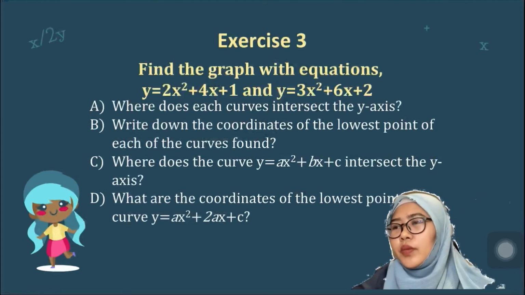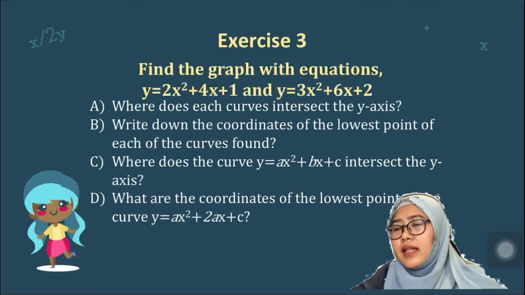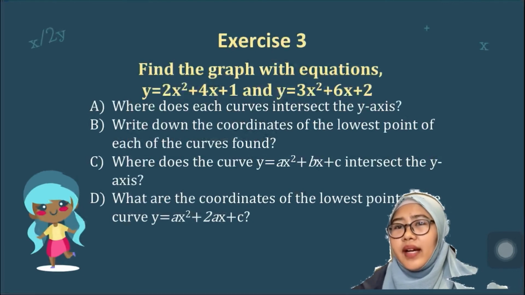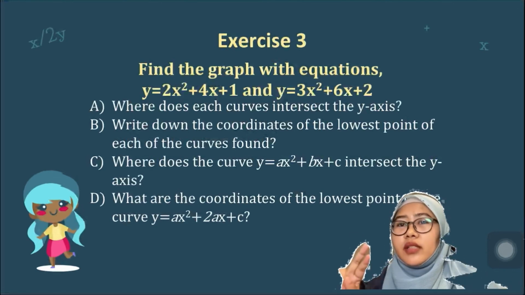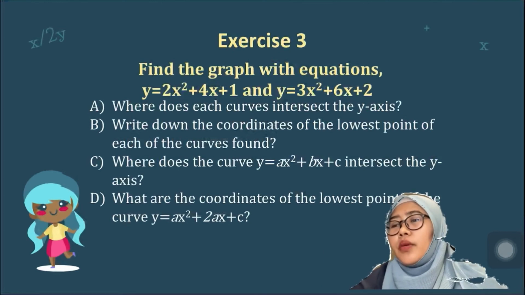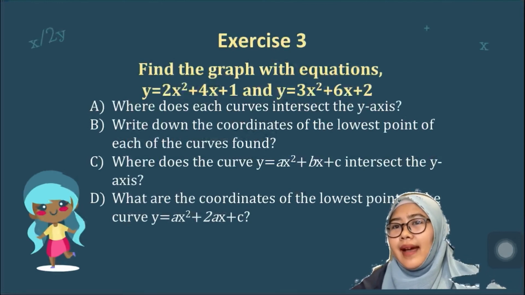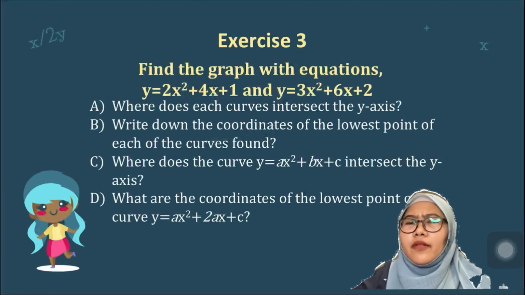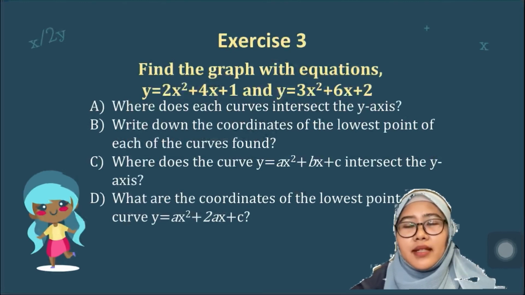For the next one, write down the coordinates of the lowest point of each of the curves found. Next, where does the curve y equals ax squared plus bx plus c intersect the y-axis? For these equations, you have to find the new equation based on the two equations above. So lastly, what are the coordinates of the lowest point of the curve y equals ax squared plus 2ax plus c? So this also can be done either from the apps that we have given, or by using the websites that we have suggested in part 3.